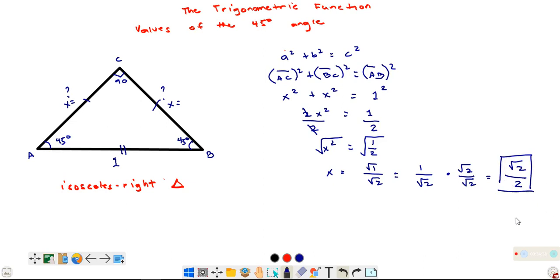So the two sides are square root of 2 over 2 and square root of 2 over 2. So both of them are square root of 2 over 2 ang value. Ngayon, maghanap na tayo ng sine, cosine, at tangent ng 45-degree angle.